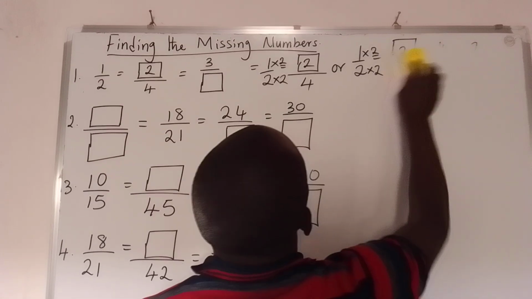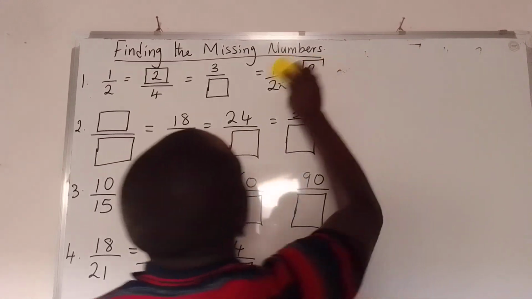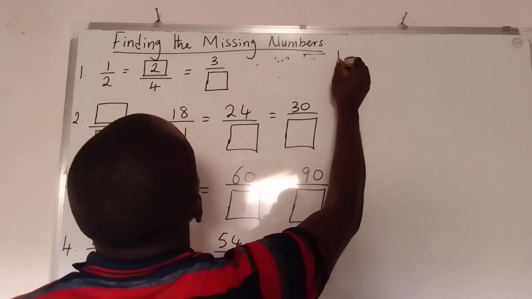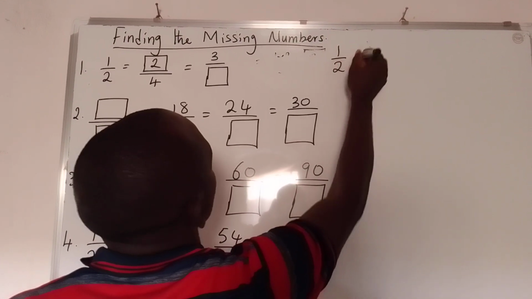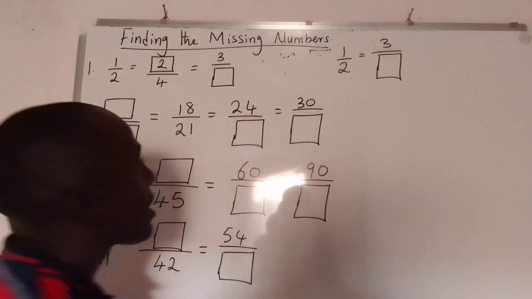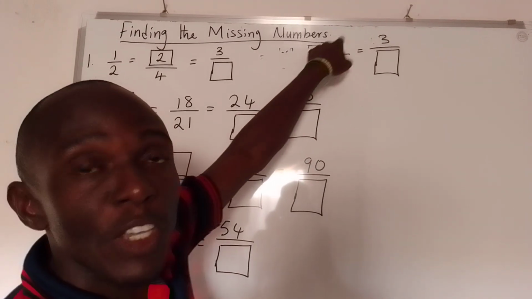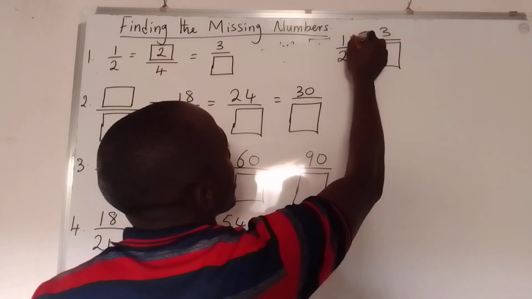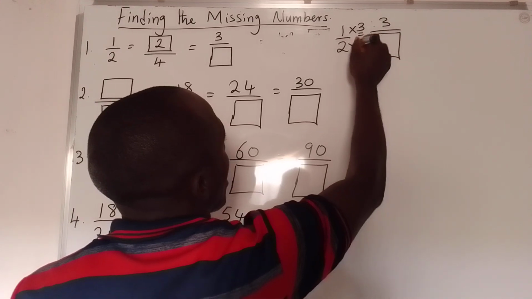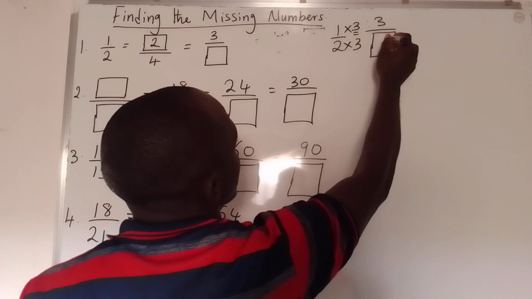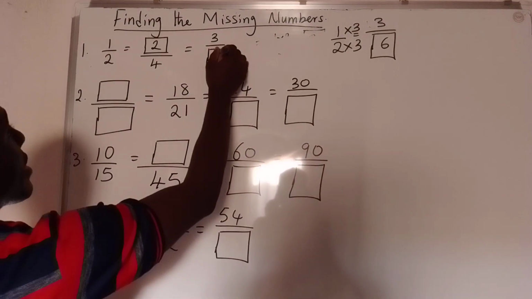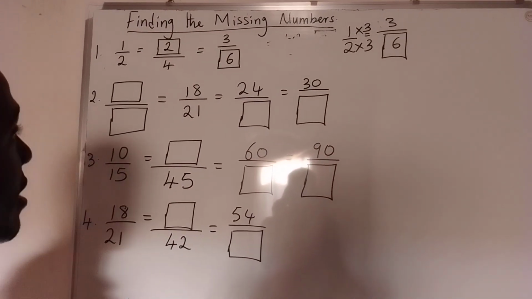Likewise, I'll pick the second part. We have 1 over 2 is equal to 3 over box. Meaning, what will I multiply 1 by that will give me 3? Obviously it's 3. So 1 times 3 will give us 3, and 2 times 3 will give us 6. The same number you're using to multiply. So our answer here will be 6.